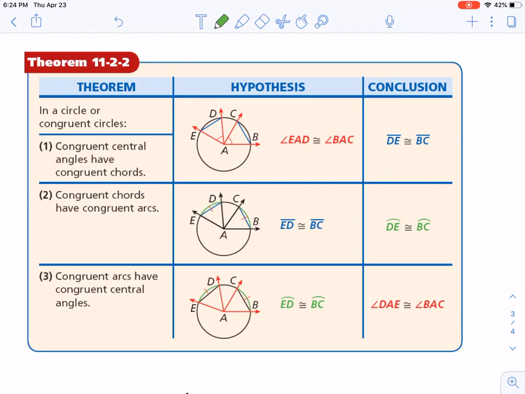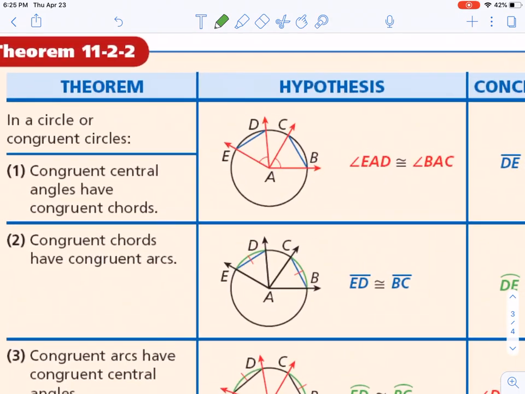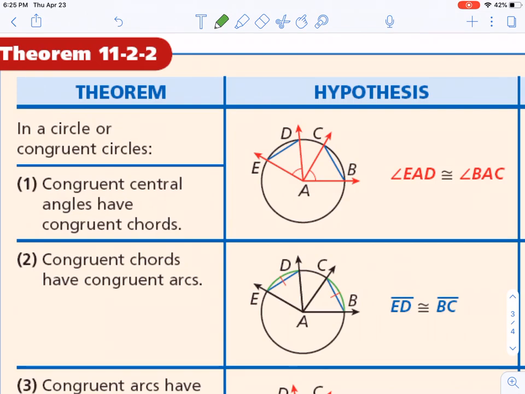Moving on to theorem 11-2-2. I always think of this theorem as there are three pieces of information, and if you're given one piece of information, then you can figure out the other two pieces. And that information is as follows: the chord lengths, the arc lengths, and the measure of the central angles. So we'll talk about this. In part one, it says congruent central angles have congruent chords. If my central angles are congruent, then that means that chord ED is congruent to chord BC.